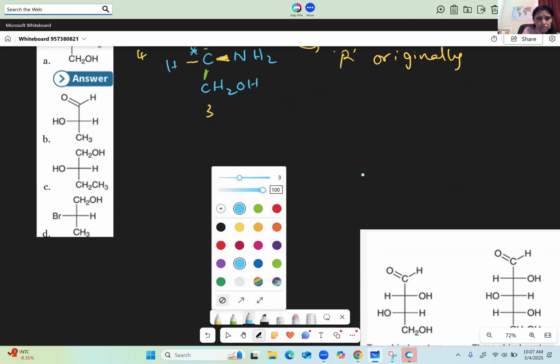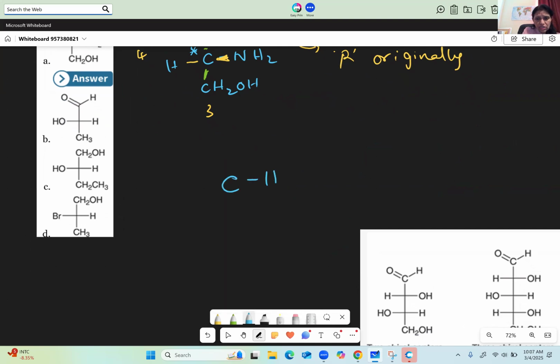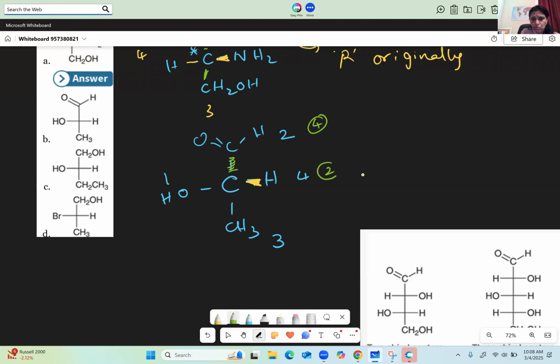So the second one here, HOH, COH. So this is my aldehyde group here, and then CH3. So as we said before, we are going to set one as a dash and one as a wedge. One as a dash and one as a wedge. And now assign our priorities: 1, 2, 3, 4. So now I'm going to switch, put 4 here and 2 here.